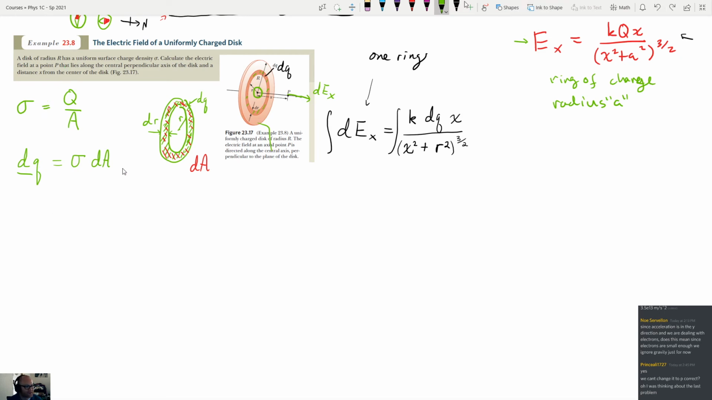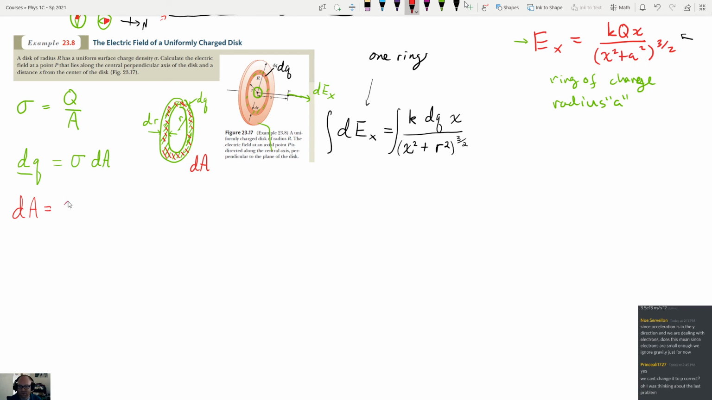dq equals sigma dA. But to use that, we really need to be able to define what dA is equal to. How can I define what the area of this ring would be? The circumference times dr. That's exactly right.